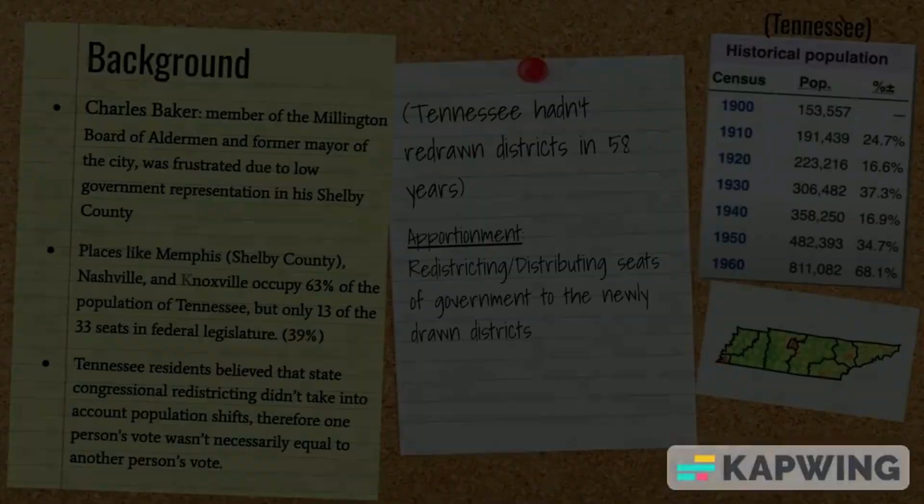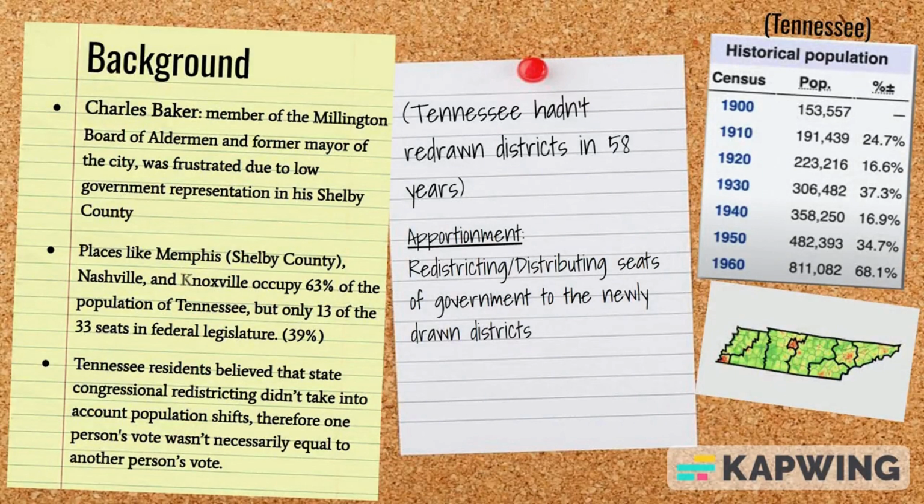Today we're going to be presenting on the topic of Baker v. Carr. For the background of this case, we take it back to 1959, where an individual named Charles Baker was frustrated due to his county's low government representation in places and cities such as Memphis, Nashville, and Knoxville. They occupied 63% of the total population of Tennessee. However, those cities only represented 13 of the 33 seats that Tennessee had in federal legislature.